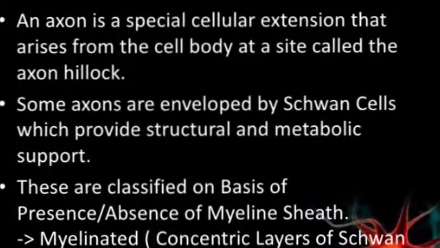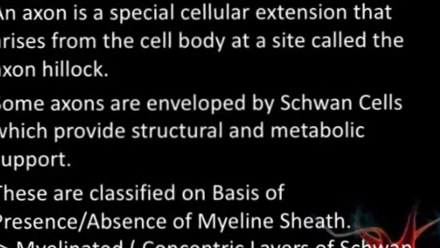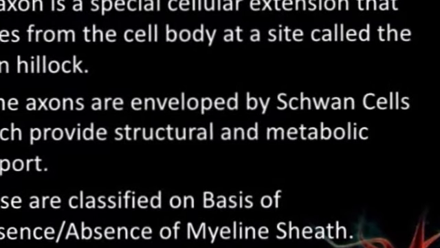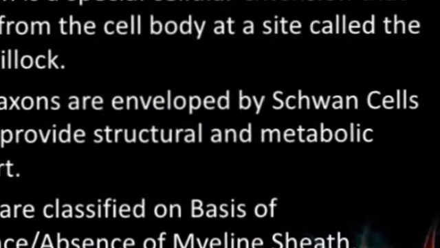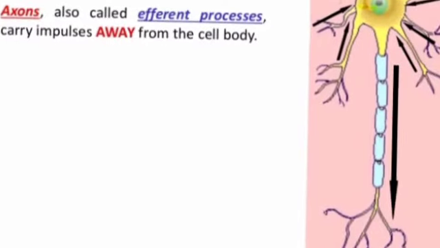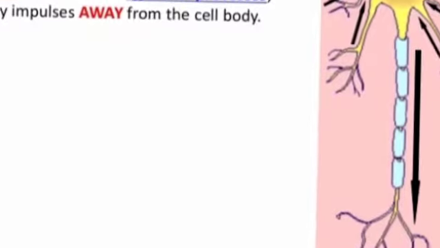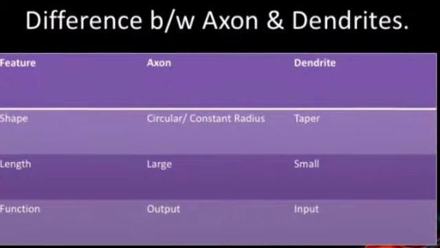Axon. It is a special cellular extension that arises from the cell body. Some axons are myelinated and segmented. In between the segments, we can see nodes of Ranvier. Some axons are non-myelinated. Do you know what the function of this axon is? Axon carries impulses away from the cell body. So it is also known as efferent processes.